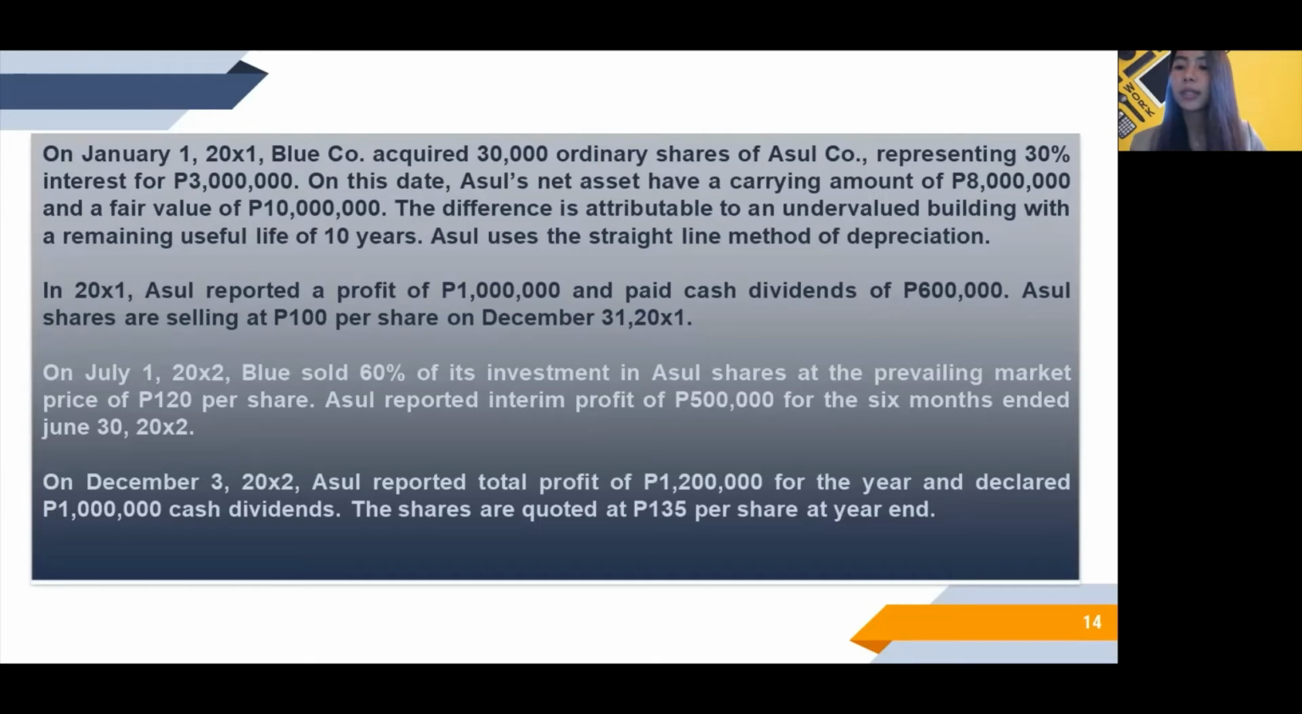On July 1, 20X2, Blue Corporation sold 60% of its investment in Azul shares at a prevailing market price of 120 pesos per share. Azul reported interim profit of 500,000 for 6 months ended June 30, 20X2. And on December 31, 20X2, Azul reported total profit of 1,200,000 pesos for the year and declared 1 million cash dividends. The shares are quoted at 135 pesos per share at year end.